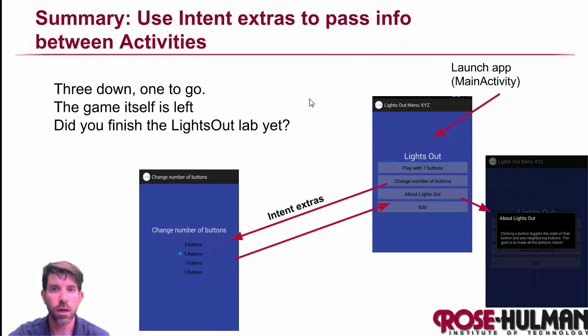All right, so that's really all for this particular lesson. So we've done 3 of our 4 screens here, only 1 to go, and that's the game itself, the actual Lights Out game. And I wondered, did you finish your lab from your last lab yet? Because if you did, then this is going to be pretty straightforward. In fact, we're going to extend it, because instead of just having 7 buttons, now we're going to be able to use any number of buttons. That's why we had these updates here. Should be fun.